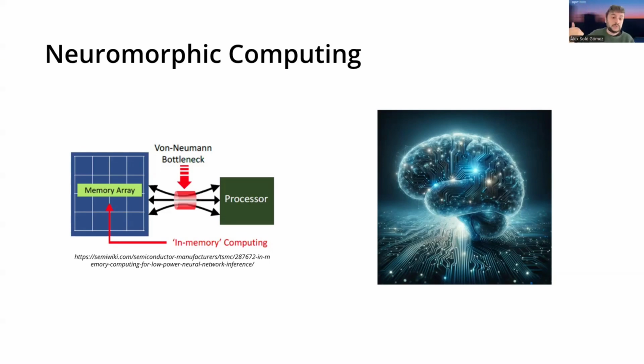So the main problem is that by having two devices to do that, you will always have one thing that is called the von Neumann bottleneck.